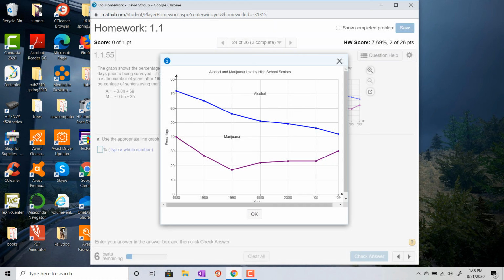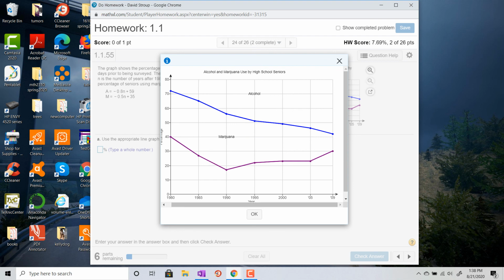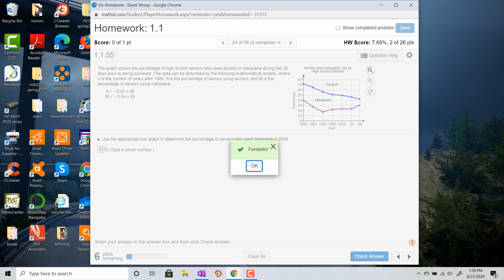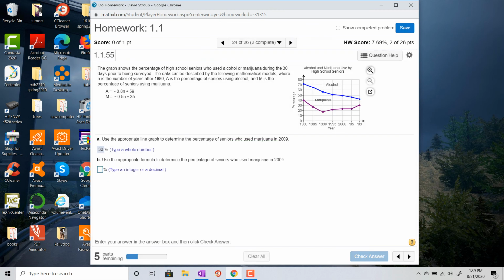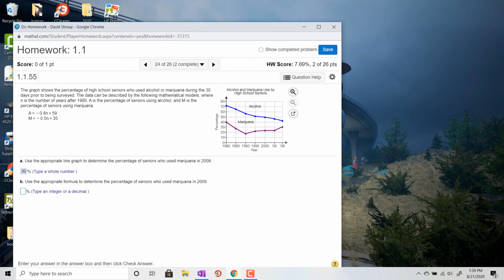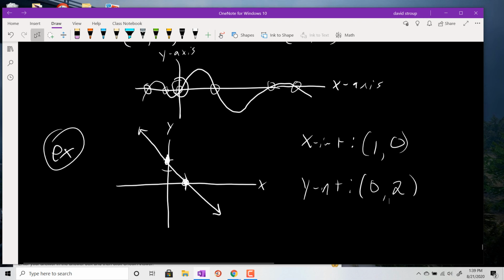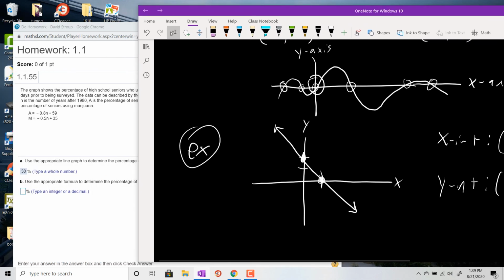So we can pop out this thing and look at it. 2009 is right here. Looks like the marijuana one is the purple one. So it looks like it's at 30. Okay, so 30%. Okay, thank you. Use the appropriate formula to determine the percentage of seniors who use. Okay, so they're comparing and contrasting the actual data with the formula that kind of predicts the data.